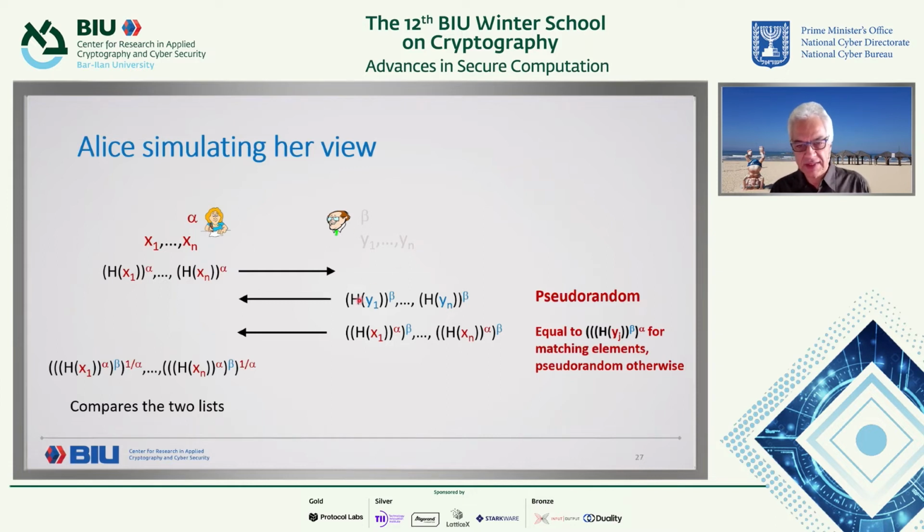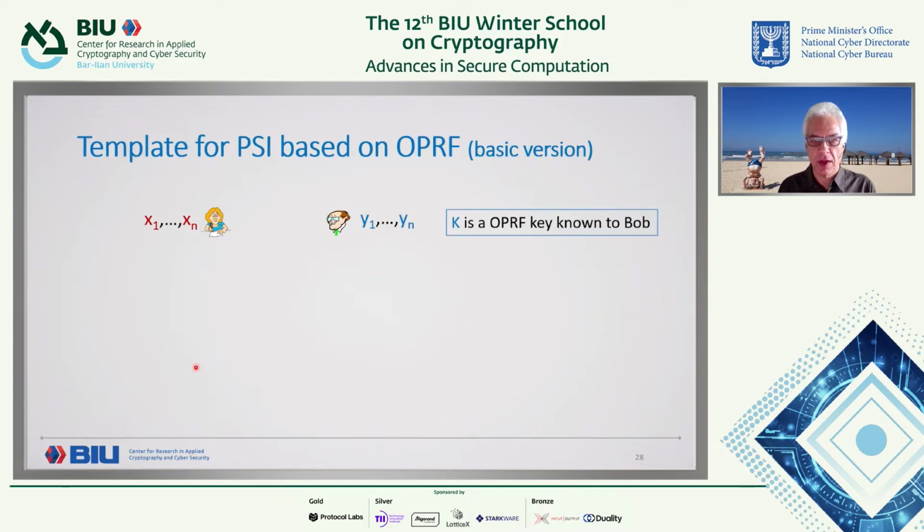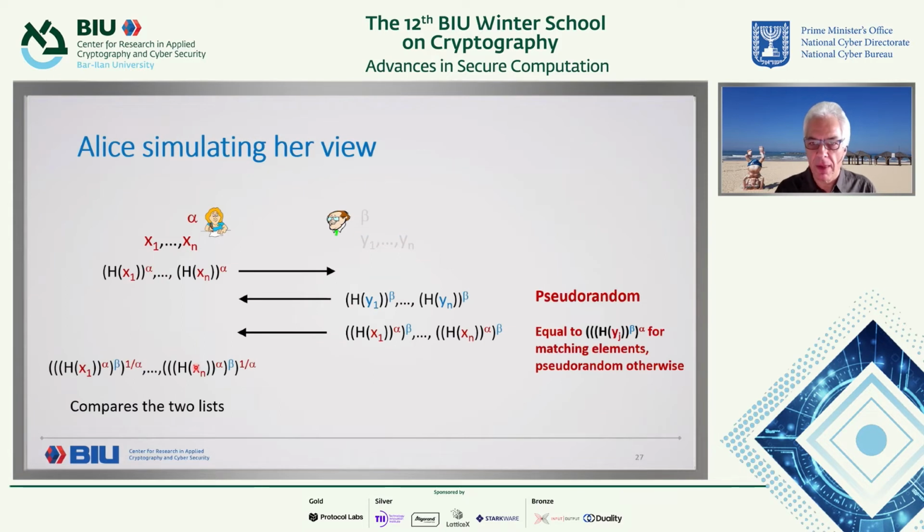And basically what Alice sees here are pseudorandom values for items which are not in the intersection, and for items which are in the intersection, basically one of the values that Bob sent raised to the key that Alice has. So Alice can simulate this. This takes some more time to prove, but she can simulate her view. Any questions so far?